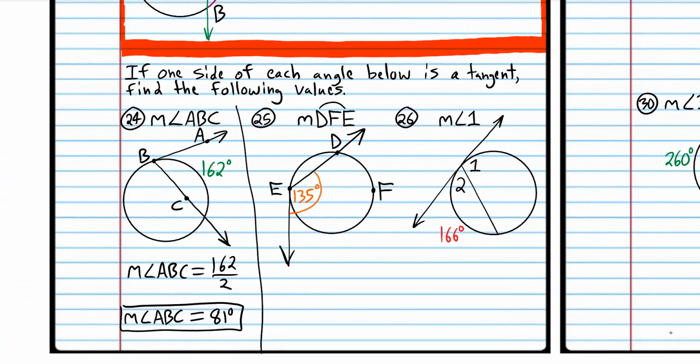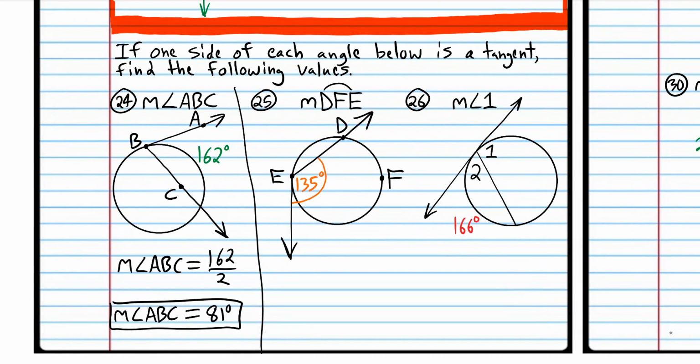And for number 25, we're going backwards. Now we have the actual angle measure, and we're looking for the measure of the intercepted arc. So we know 135 is equal to the measure of the intercepted arc, which is DFE, divided by 2. So then we just multiply both sides by 2, and we get 270 degrees is equal to the measure of arc DFE, and that is the answer.